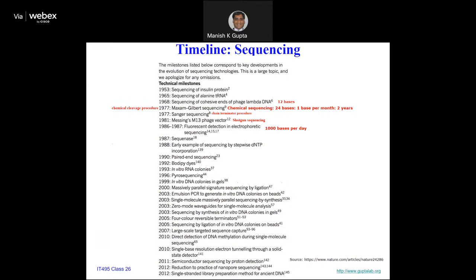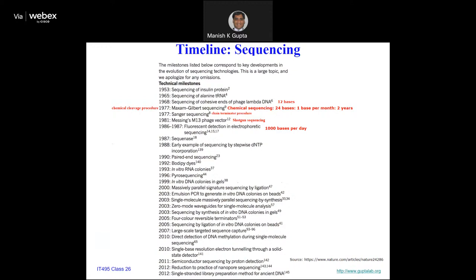A major discovery happened in 1986, 87 actually: fluorescent detection in electrophoretic sequencing. This technique was by, I think, Hood, and they were at Applied Biosystems. These people discovered what is a kind of automated sequencing, and they were able to read 1,000 bases per day. So it's a significant improvement in this technique.